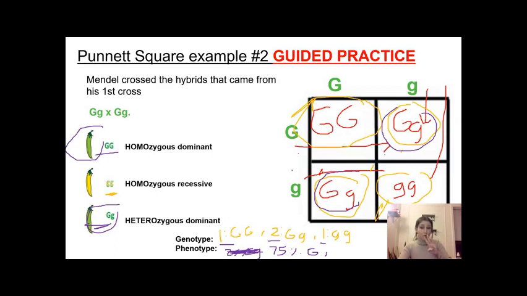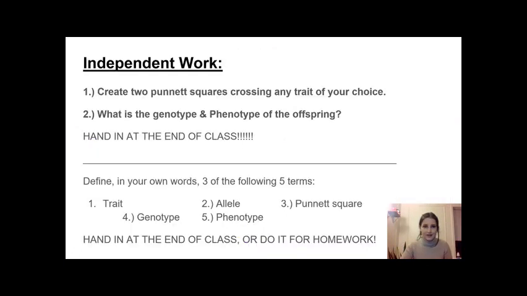So 1 of 4 is a little g, which is yellow, homozygous recessive. So 25% is yellow. Everybody get that? Yes? Raise your hand if you don't. No? Awesome. All right. We did that, guys.